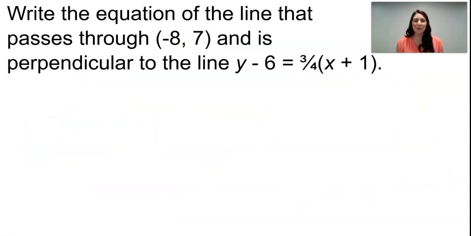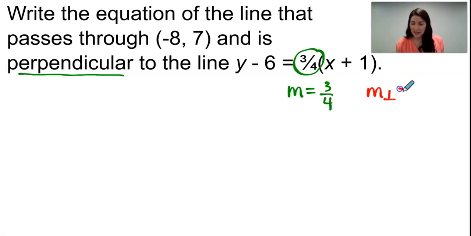Let's look at one more example. In this example, we're writing the equation of the line that passes through the point -8, 7 and is perpendicular to this line y minus 6 equals 3/4 times x plus 1. This equation is written in point slope form, and if I want my line to be perpendicular to this line, I just need to alter this slope. That's the only thing I care about with the equation of that line. I can see the slope of this line is 3/4. So if I want to write the equation that's perpendicular to this line, I need to write a slope that is an opposite and a reciprocal of this one. So in that case, the slope would be -4/3.